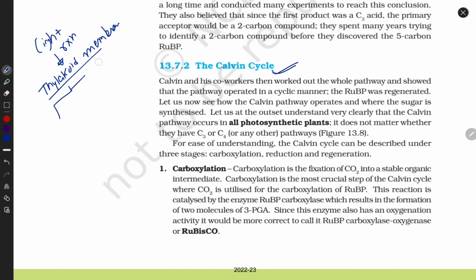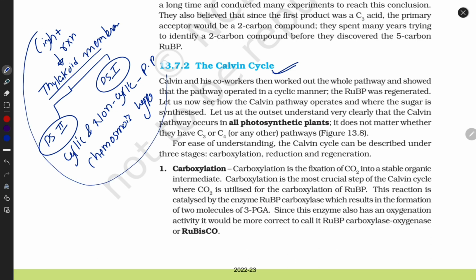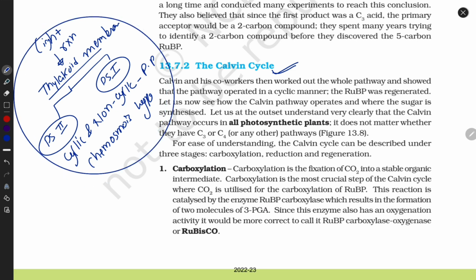Next, we already discussed photosystems, photosystem second and photosystem first. We already discussed cyclic and non-cyclic photophosphorylation, and then the last thing is the chemiosmosis hypothesis. We discussed everything. All these phenomena occur in the light reaction, in the thylakoid membrane.